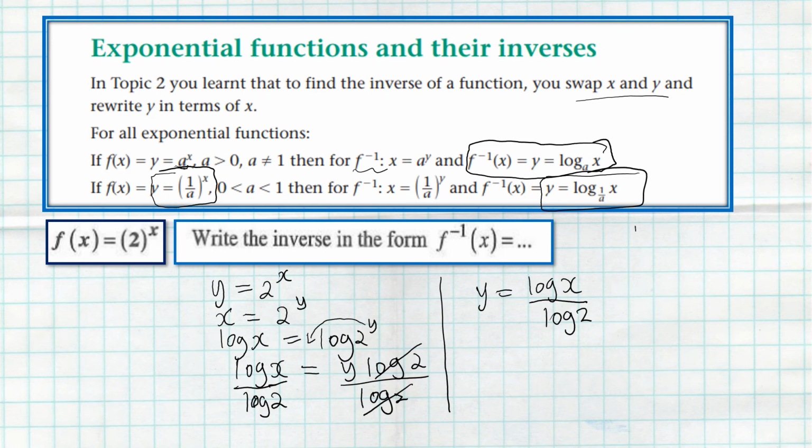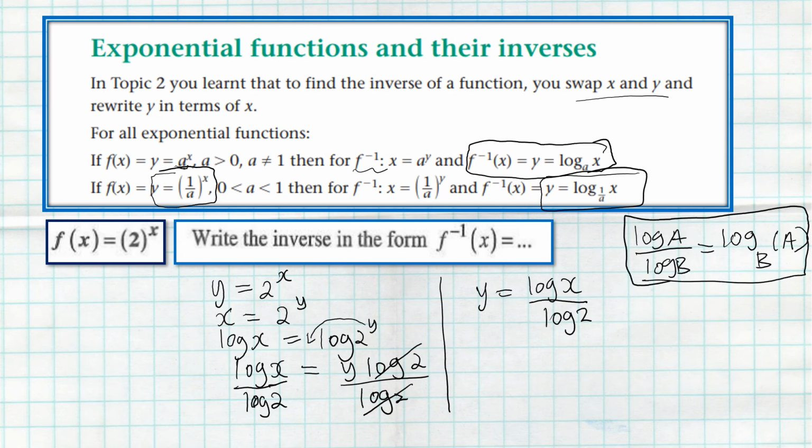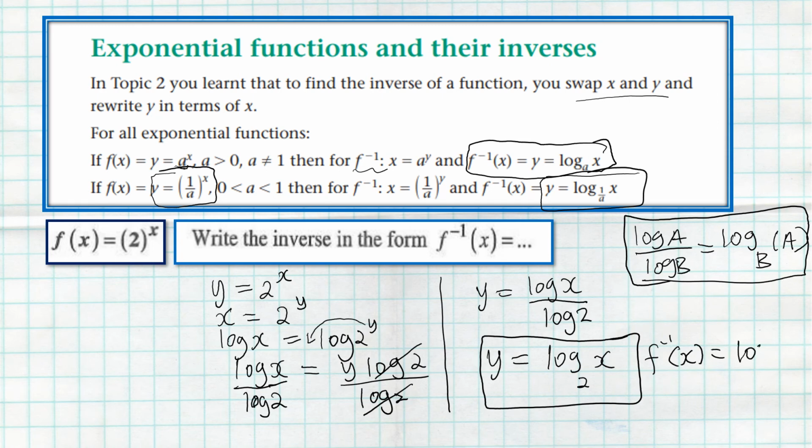Rule number 4 says if I have log a over log b, it will be the same as log base b of a. So that's the rule. Even here, because I have log x over log 2, it will be the same as log base 2 of x. So this is my inverse, and I can write it in the form they need: log base 2 of x. That's the final answer. So you can say I only used 2 rules.